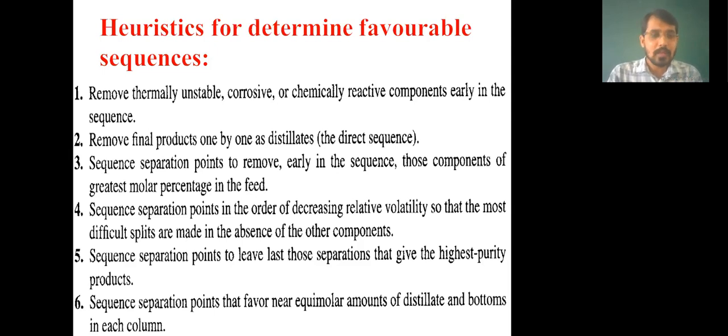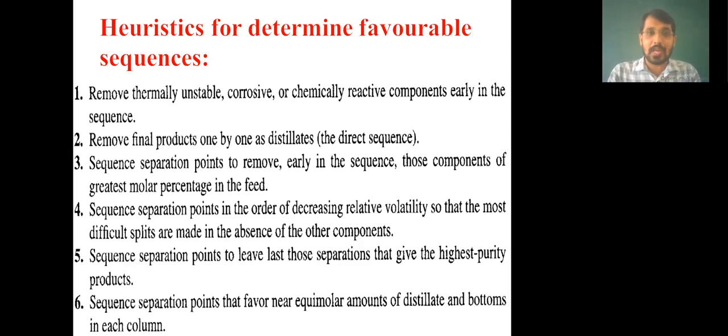And the last rule is to sequence separation points that favor near equimolar amounts of distillate and bottoms in each column. Equimolar means equal moles. Suppose there is a binary mixture of A and B, 50-50. If that is possible, we remove those components in the early stage. So this is all about heuristics for determining a favorable sequence.